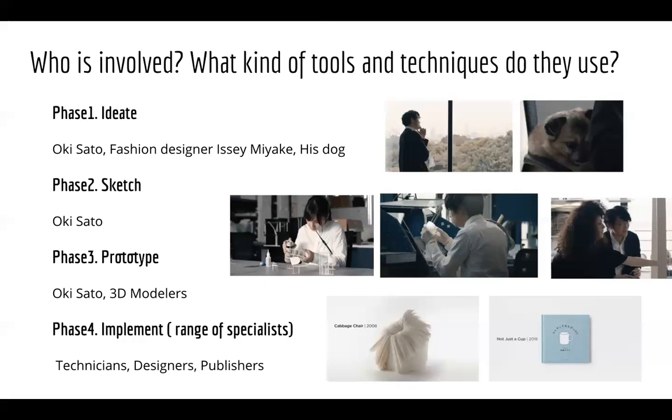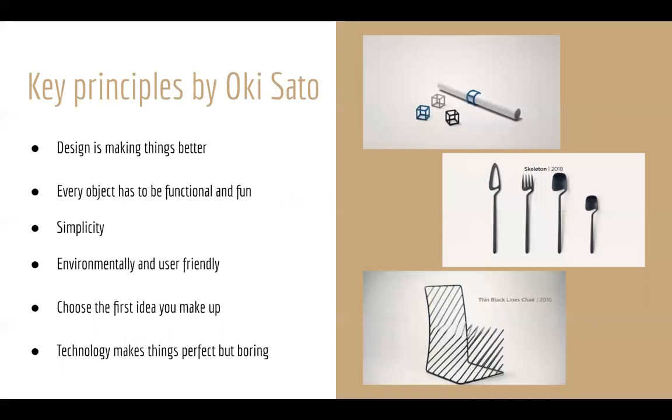So, to summarize phases of the design process, I'd like to underline key principles by Oki Sato. Design is making things better. It means that product design solves people's problems. The idea correlates with the next one, that every object has to be functional. At the same time, it has to be fun. By being fun, Oki Sato means that every object has to tell a story. Simplicity is really important. It is followed by environmentally and user-friendly objects.